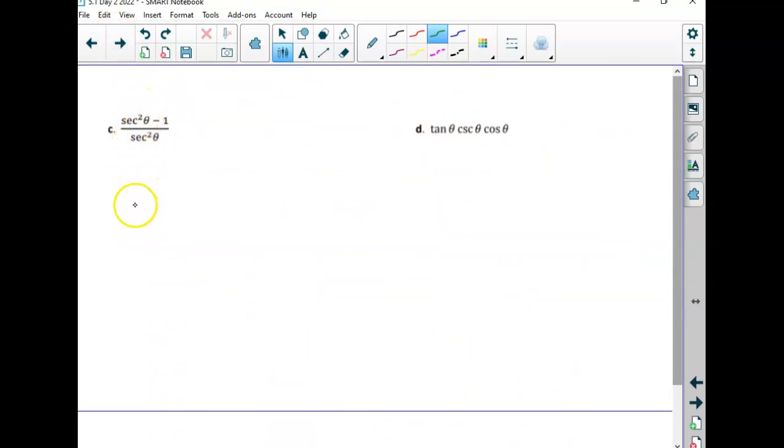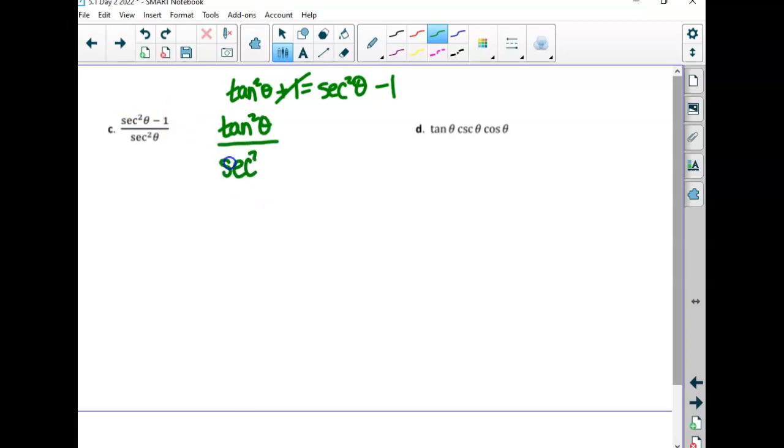We're skipping to C here. Is there an identity for the top? Let's see. Is there one that says tangent squared plus 1 equals secant squared? Is that the one off the sheet, guys? Or did I write it wrong? Okay. So if we subtract this 1 over here, a secant squared minus 1 should trade for a tangent squared. And the bottom had a secant squared.